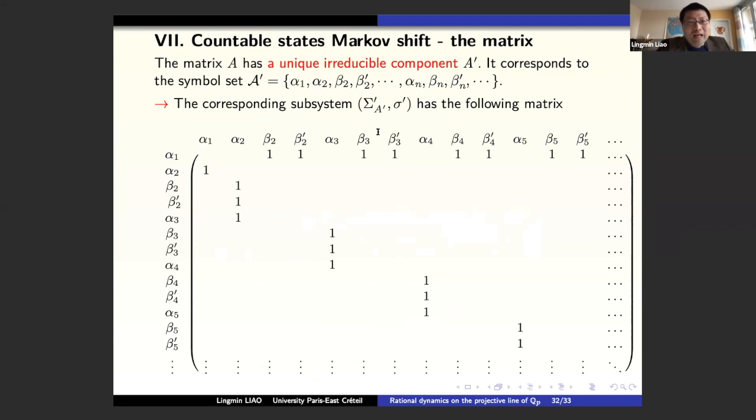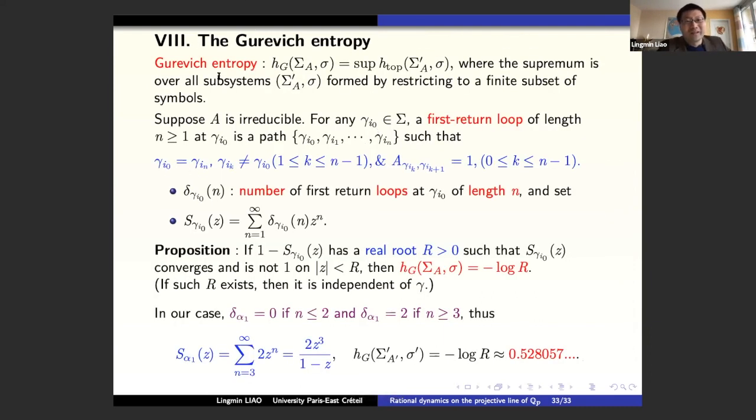And for one dynamics, you want to know the entropy, how to calculate the entropy for infinite matrix. Now you also know this is some definition of Gurevich entropy. And the definition is just the supremum of all the subsystems restricting to some finite sets. You can calculate the supremum. And then this is the method of how to calculate the entropy.